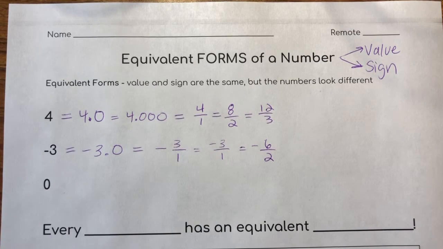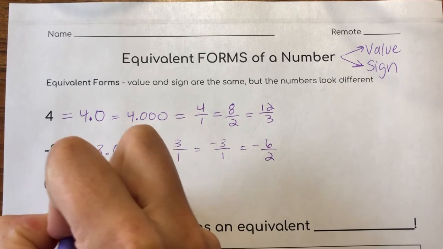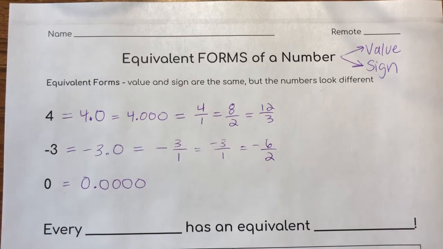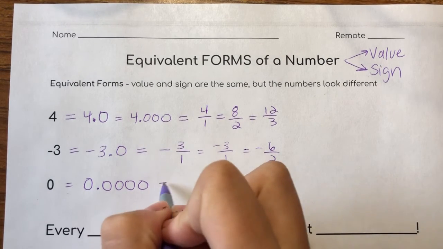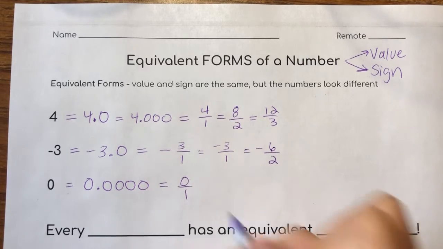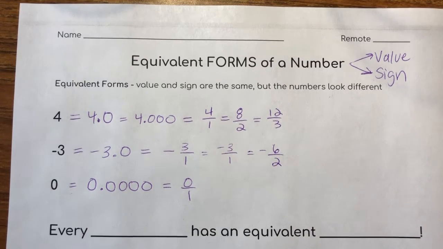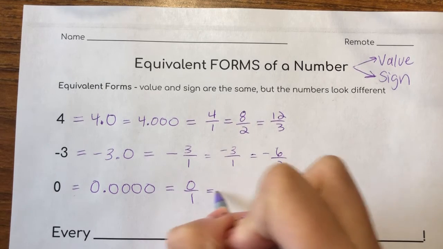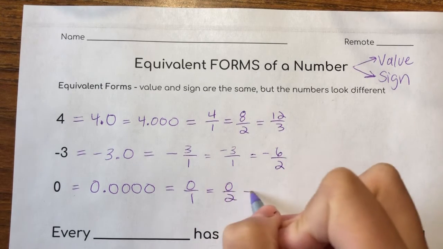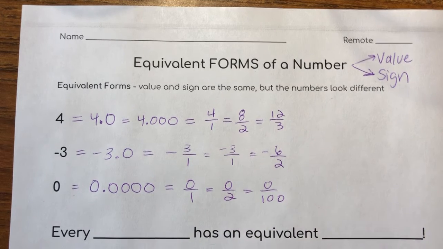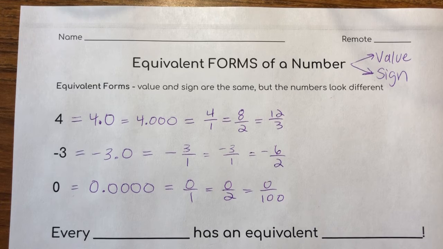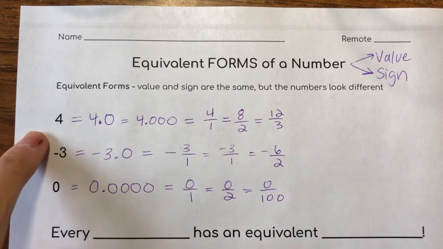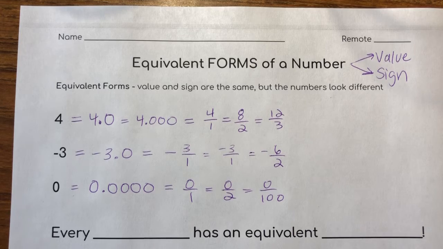0 also has other forms. We could put it in its decimal form, 0.0000. I could go on forever with those zeros and it would still be equivalent to 0. I can also write 0 as a fraction. 0 over 1. That's equivalent to 0. We could also write it 0 over 2. That's worth 0. 0 over 100. That's worth 0. So all numbers have multiple forms, because they all have the same value as the nicest version, but they just look different.